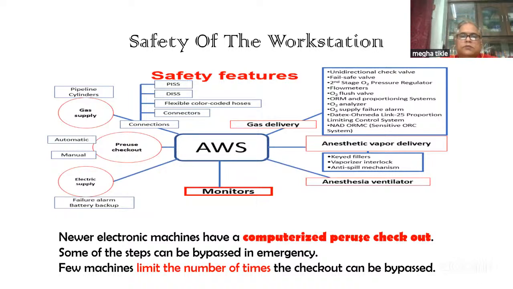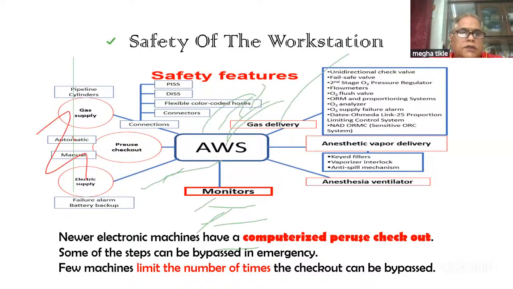Now, just to give you a brief idea of what are the safety features that are there in the anesthesia machine. So you have something for gas pipeline supply. So you have the pin index safety system, the diameter index safety system, the color coded flexible hose, the NIST connectors, that all goes to the machine. For pressure checkout or pre-use checkout, you have both automatic and manual checkouts that can be done.